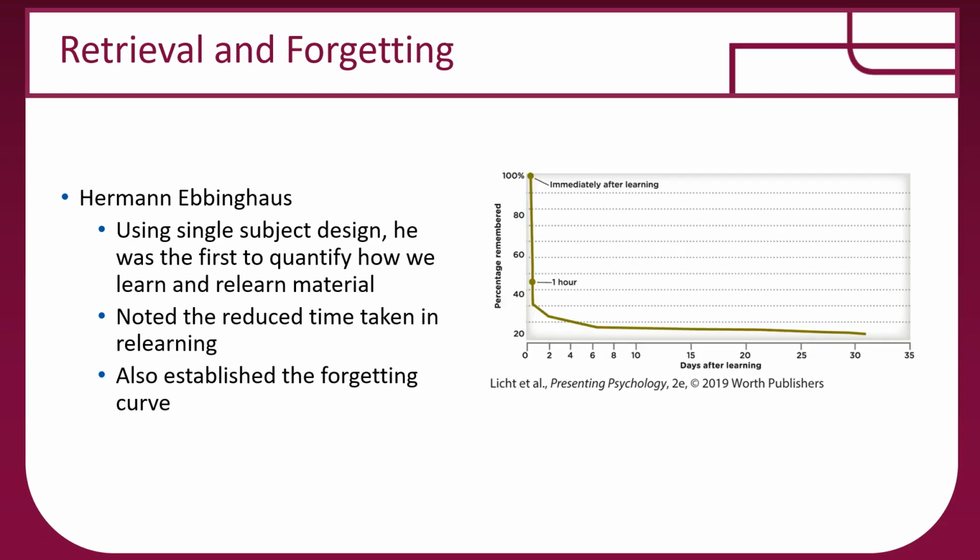Hermann Ebbinghaus, the famous memory researcher, used a single subject design, and he quantified how we learned information and relearned information, and also how we forgot information. He established this forgetting curve, where immediately after learning, you know 100% of the material, and very quickly we lose information that we've learned, right? At an hour, you're over here, less than 50%. But then once that curve flattens out, whatever you remember, even if it's 15% of it, stays with you for a very long time.